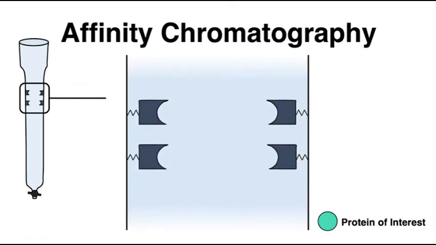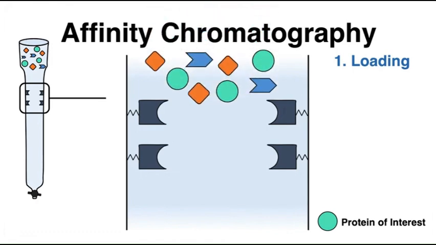That receptor with a strong affinity for our protein of interest is immobilized or attached to the insoluble matrix as shown here, forming the so-called solid phase. In the first step, the mixture, also known as the mobile phase, is loaded onto the column.